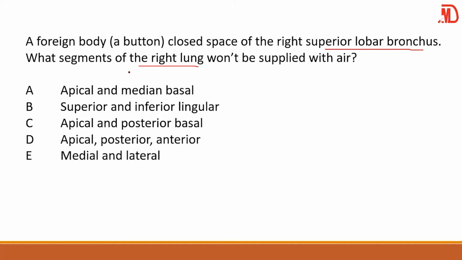They normally enter into the superior lobe. So anytime there's a foreign body aspiration, check the superior lobe of the right lung. The superior lobe of the right lung consists of three segments. These are the apical, the posterior, and the anterior.